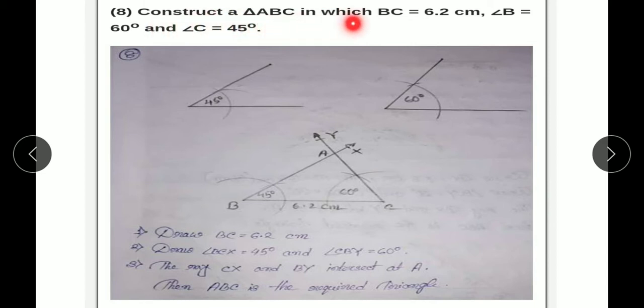Construct triangle ABC in which BC is 6.2 centimeter, angle B is 60 degree, and angle C is 45 degree. Now draw a line BC of 6.2 centimeter. Draw angle BCX. Here it is written wrong. You should show CBX and BCY, sorry.